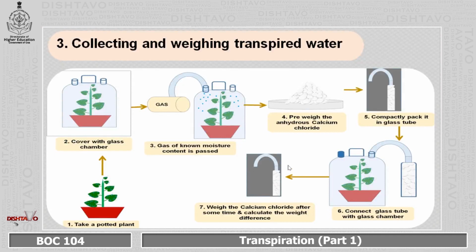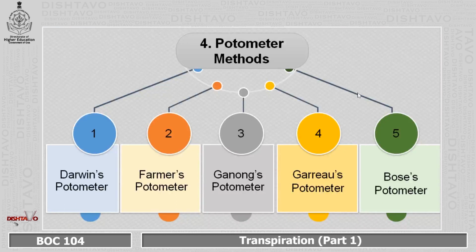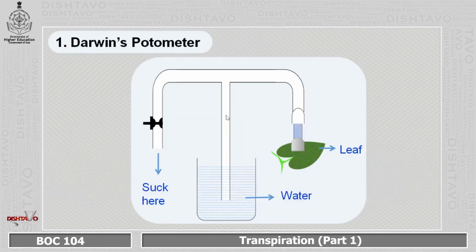Coming to the potometer method, there are 5 types of potometer by which the transpiration rate can be measured. The first one is Darwin's potometer. It is the simplest type of potometer.